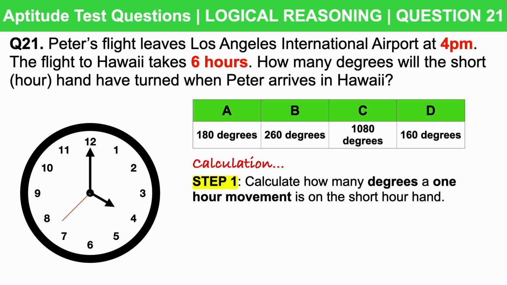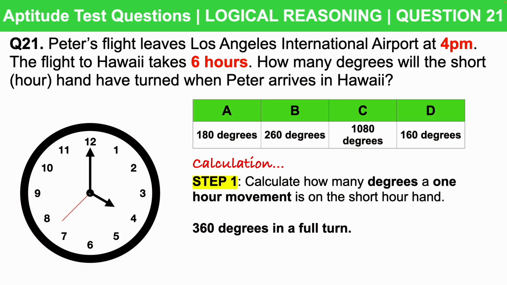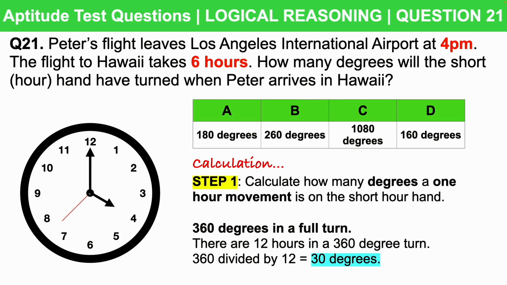We also know that 360 degrees is a full turn of a circle, or in this case, a full turn of the clock. So to calculate how many degrees a 1 hour movement is on a short hand or the minute hand, from going from 12 to 1 or 1 to 2, 4 to 5 for example, all we have to do is a very simple calculation. Because we know there are 12 hours in a 360 degree turn. So 360 divided by 12 gives us 30 degrees. So we know each turn from one digit to the next equals 30 degrees. So you can remember that.